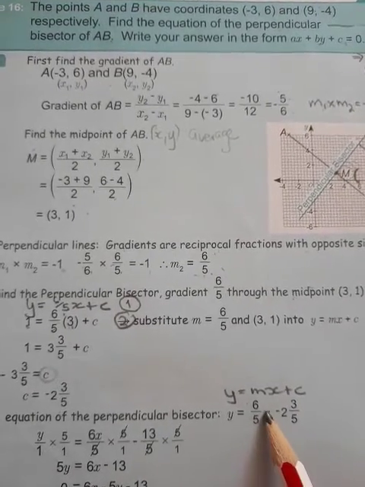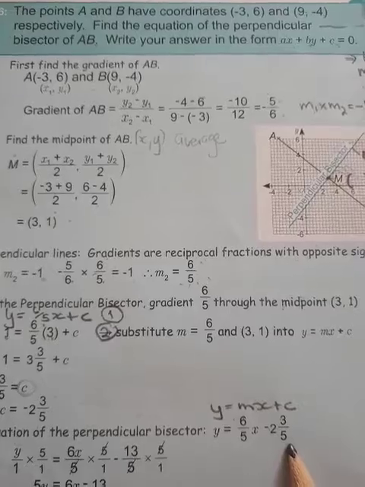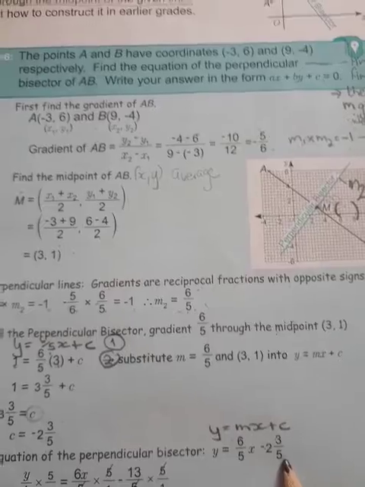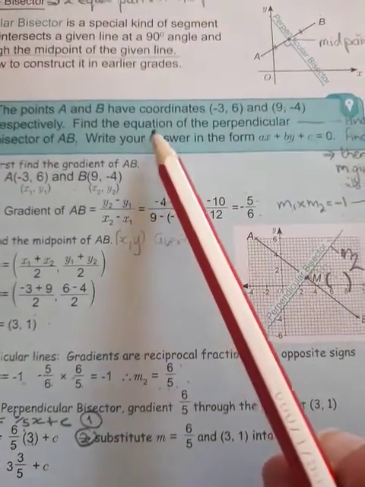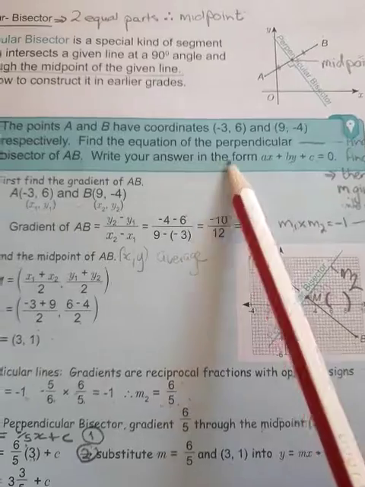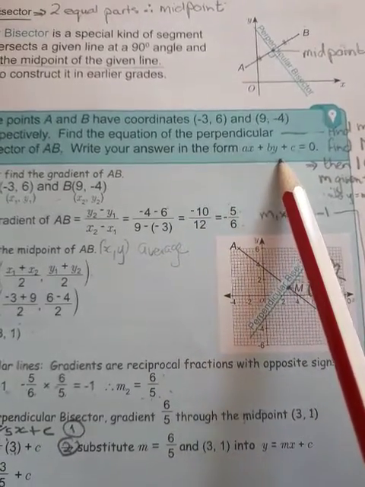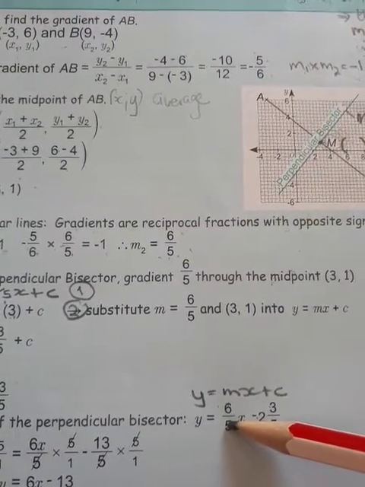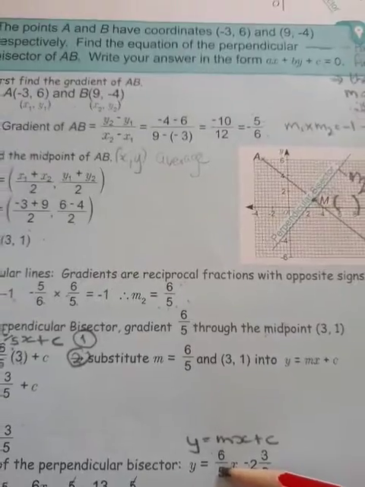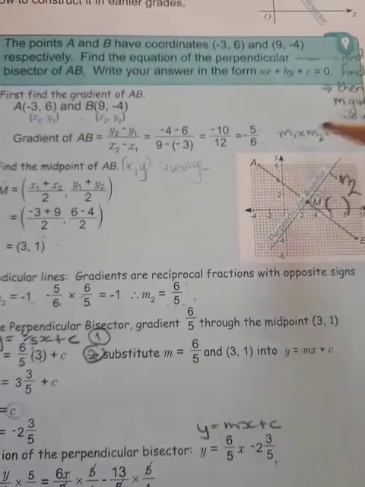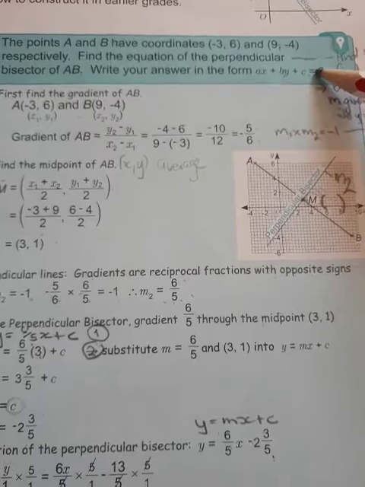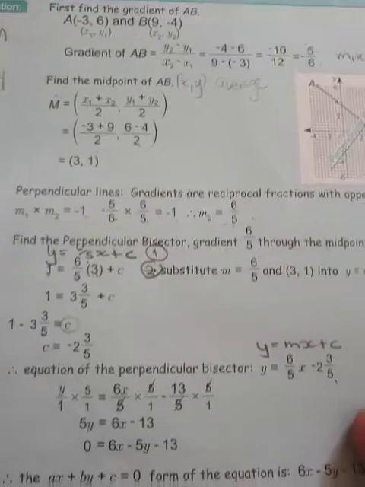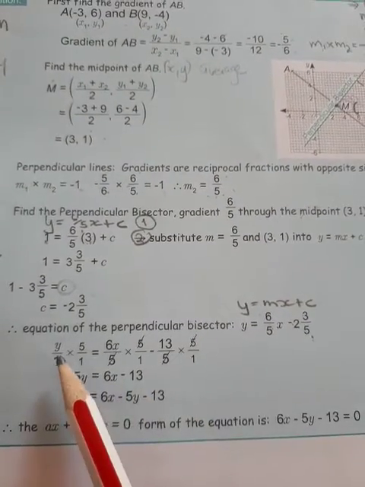We put the 6/5 x and the c into the standard form, and that is what your equation is. In this specific example, however, the last question says, write your answer in the form ax plus by plus c equals 0. So they don't want the gradient intercept method. They want it in the format of ax plus by plus c equals 0.